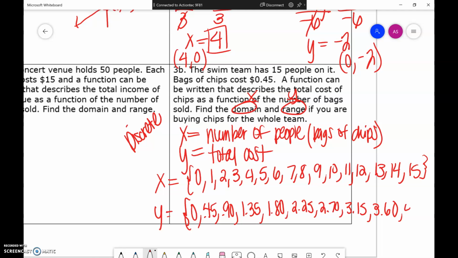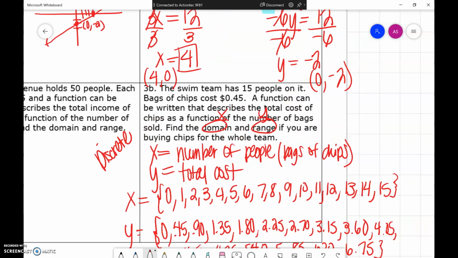Okay, so we got 360, we got 405, we have 450, we have 4.95, 540, 585, 630, and then our total amount, if all 15 people show up, will be $6.75. Okay, period. All right, so that is our answer for 3B. All right, let's move on.